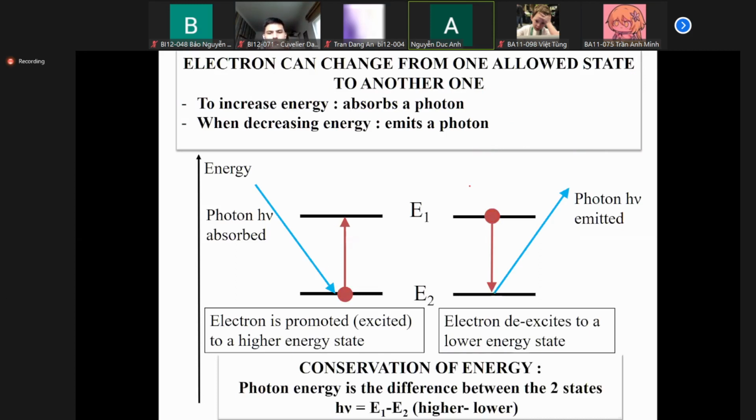So from absorbing energy and releasing energy, in emission and absorption like that, we have the conservation of energy. Photon energy is the difference in energy between two states. So E1 minus E2 will be the energy of the photon absorbed or emitted. It depends on the direction of the movement of the electrons. Move up, you see, absorb energy. Move down, you see, emit energy.